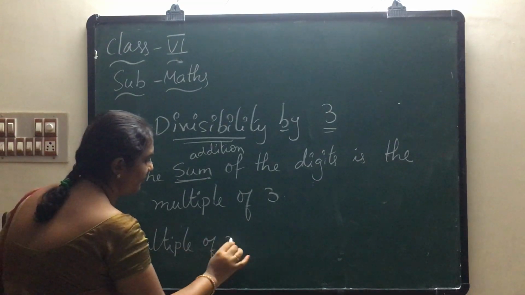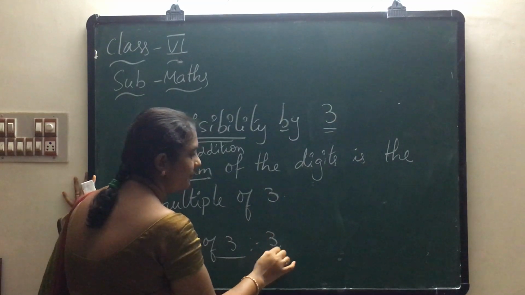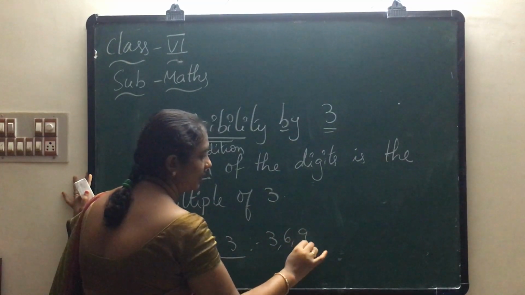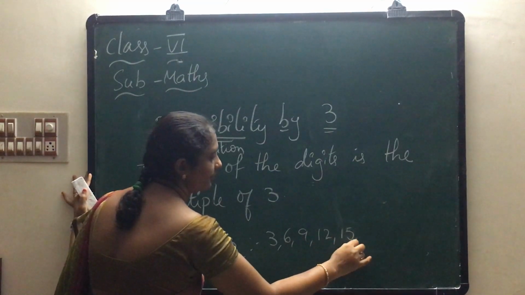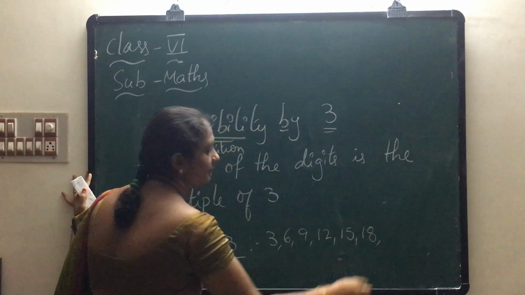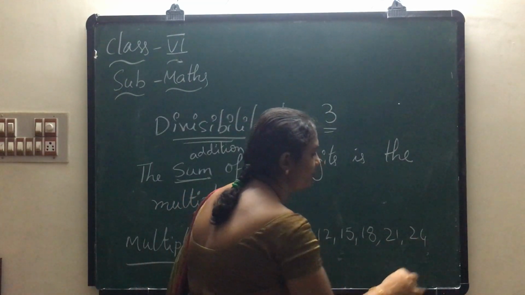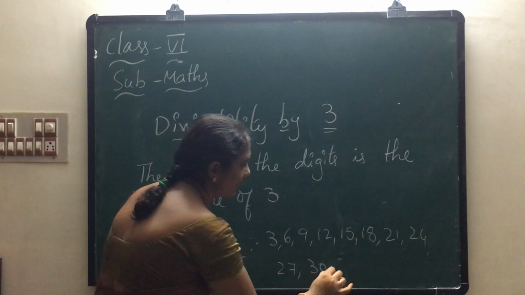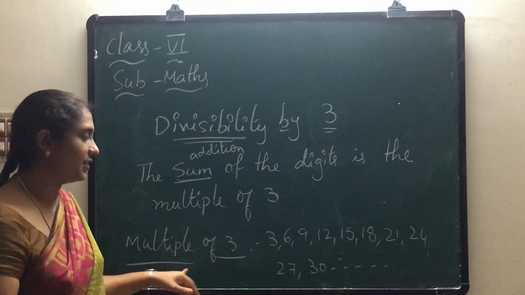Already you learned in the 5th class. What are the multiples of 3? 3, 6, 9, 12, 15, 18, 21, 24, 27, 30, and so on. Okay children, do you know the multiples of 3?